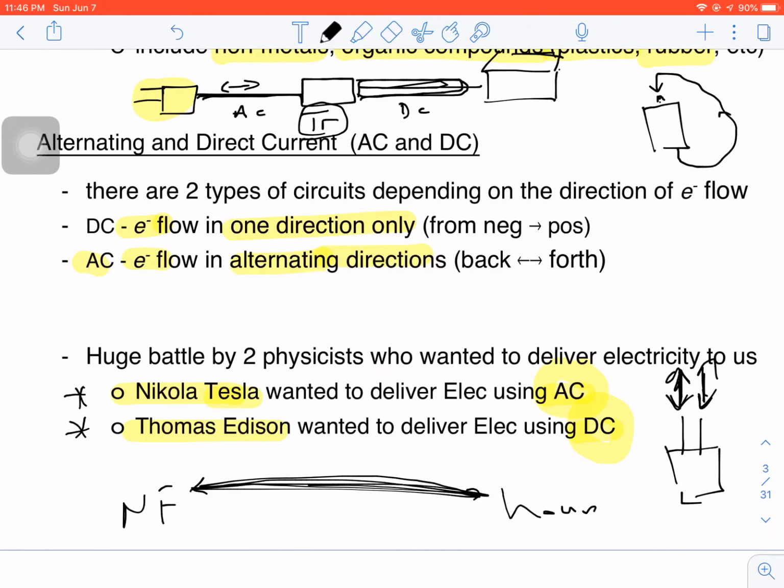In the battery of my laptop here, electrons move only one direction, right? There's a battery in there. Batteries only provide direct current. So in order to charge the battery for my laptop, which provides one directional flow, I need to charge it in one direction, right?